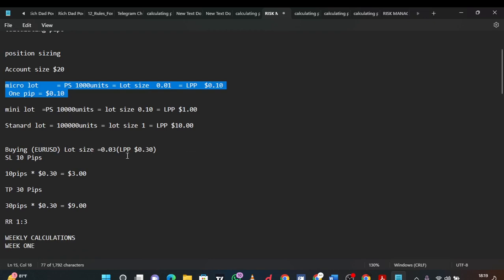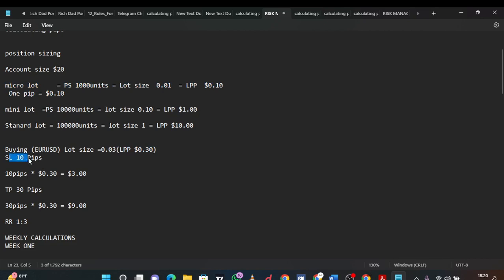So when you're buying USD, for example, and the lot size is 0.03, what is the loss per pip? It is 10 cents per micro lot, times the pips altogether. We have 10 pips. Because the micro lot has 10 cents, how many cents are these? These are 3 micro lots. The first one is 0.01 plus 0.01 plus 0.01. Those are 30 cents. That's what we are seeing as our loss per pip: 30 cents.